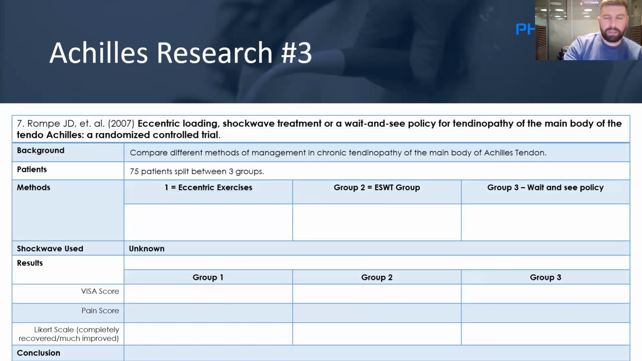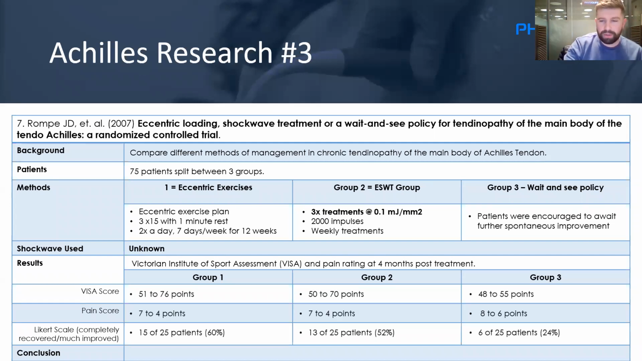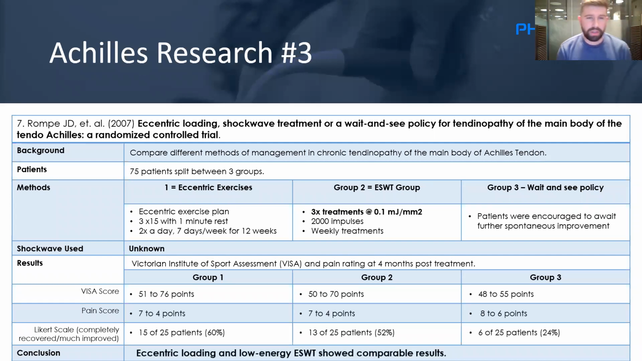And then another one which I think was a little bit more thorough. So 75 patients comparing different management: eccentric exercises versus Shockwave versus a wait and see. So this one's just looking at one versus the other, which is good in comparison to the one before. Looking at VISA scores, and they saw a decent improvement across, but it did say it showed comparable results. But I think it's one of these where individually you could say, yeah, comparable results. I think combined, you can get a good result as well. So it's a good idea to have a look at these.